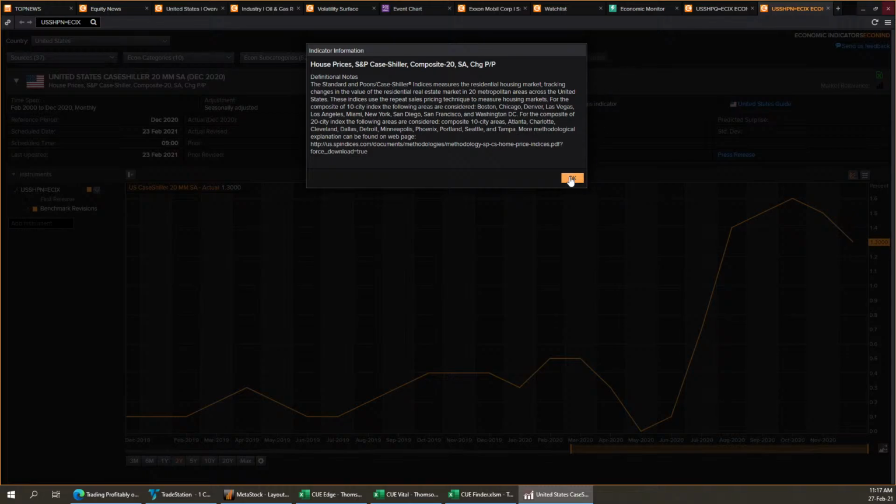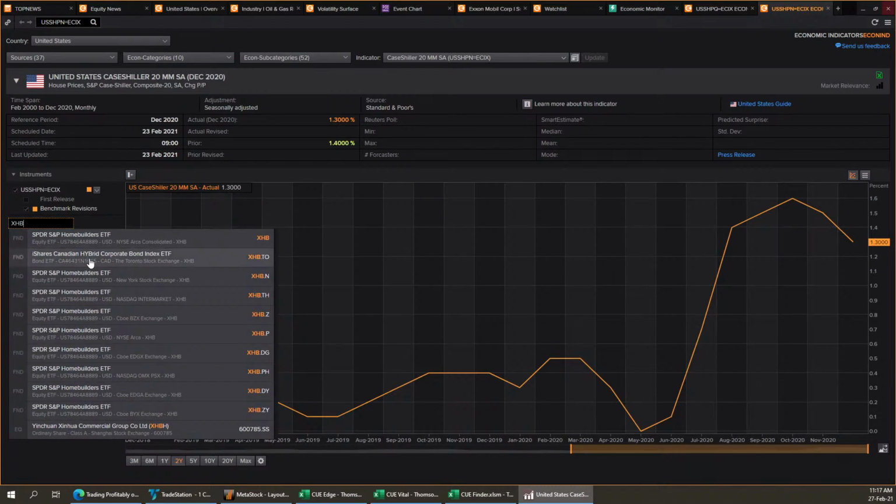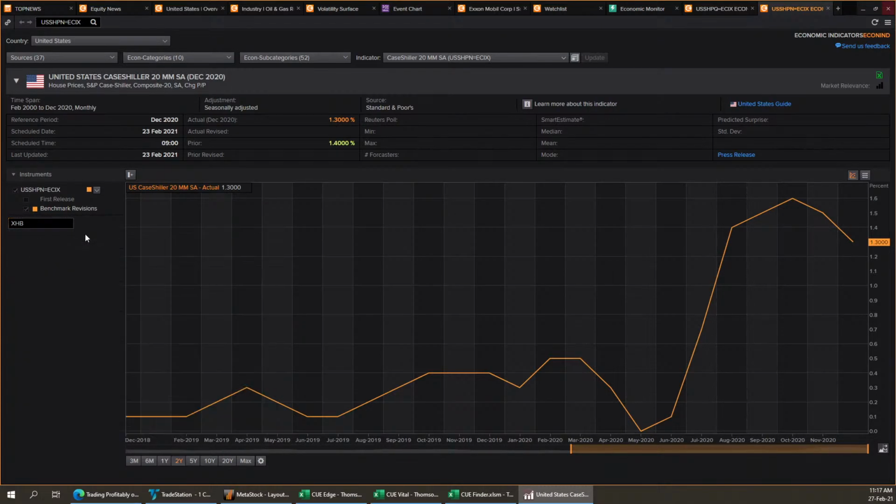You may sometimes look at it to see what it represents. If you read that, then it may say housing activity. So is it positively correlated to housing? In Zenith, we can find out. Here we may add an instrument to this plot of Case-Shiller data. Let's add XHB. That is the home builder ETF.